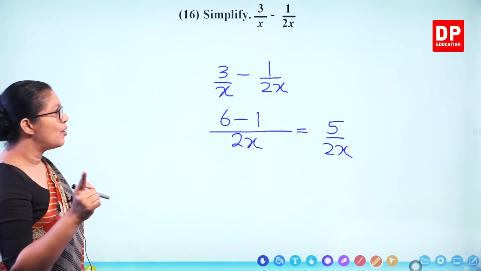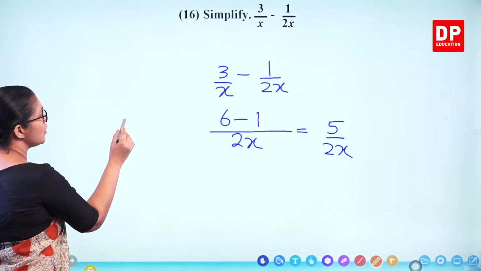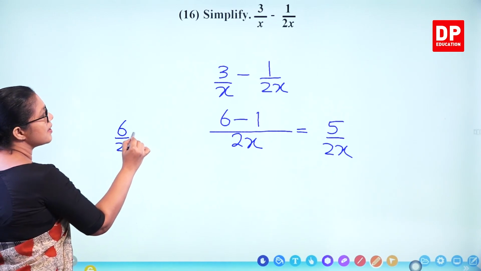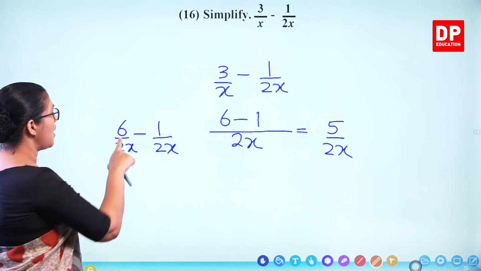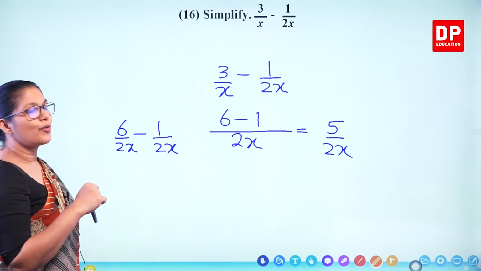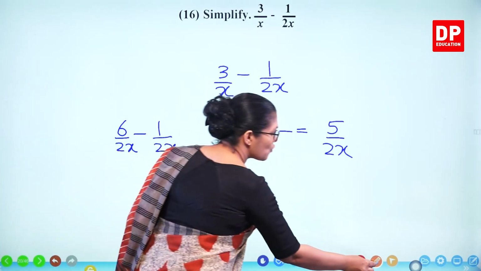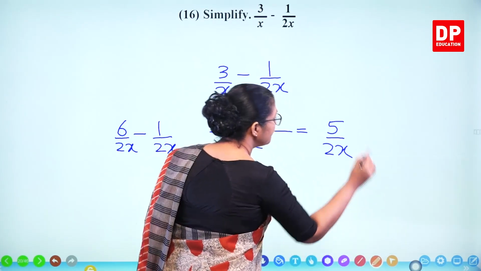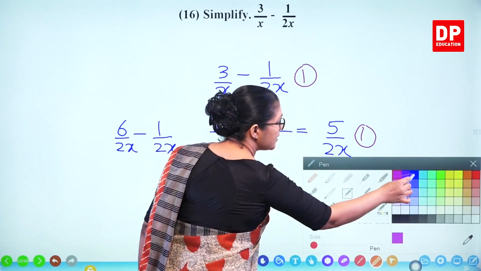You can do by writing separately as well. 3 over x, what's the equivalent fraction? 6 over 2x. And 1 over 2x. So same answer, 6 minus 1. You get 5 because the same denominator is there. So 2 marks, 1 mark here and 1 mark for the method.